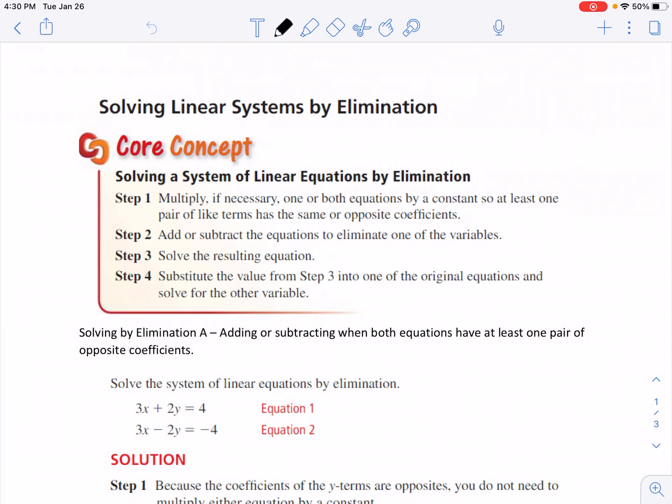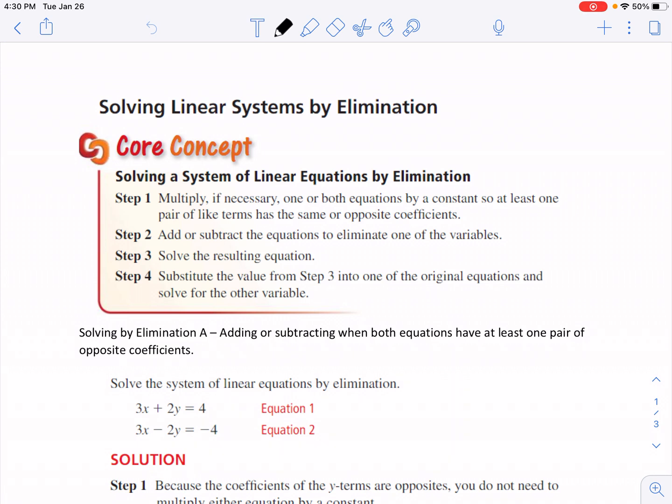All right, so we're going to look at the first part of being able to solve a linear system by elimination. So we've talked about solving by graphing, we talked about solving by substitution. Now we're going to solve by what's called elimination. When you hear the word elimination, you think we're removing something or getting rid of something, okay?